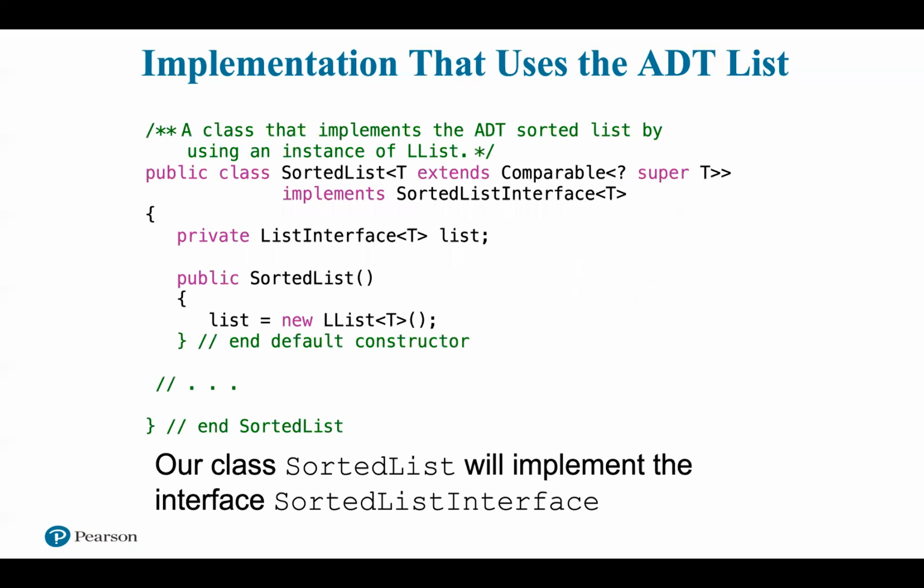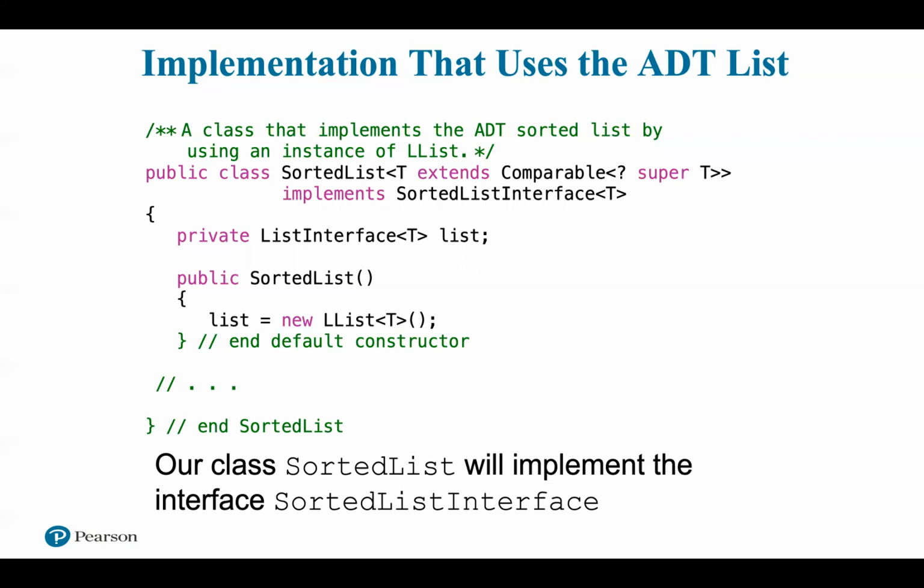Our class SortedList will implement the interface SortedListInterface. We begin this class by declaring a list as a data field and defining a default constructor. We assume that a class LList, as discussed in chapter 12, is an implementation of the interface ListInterface for the ADT list.